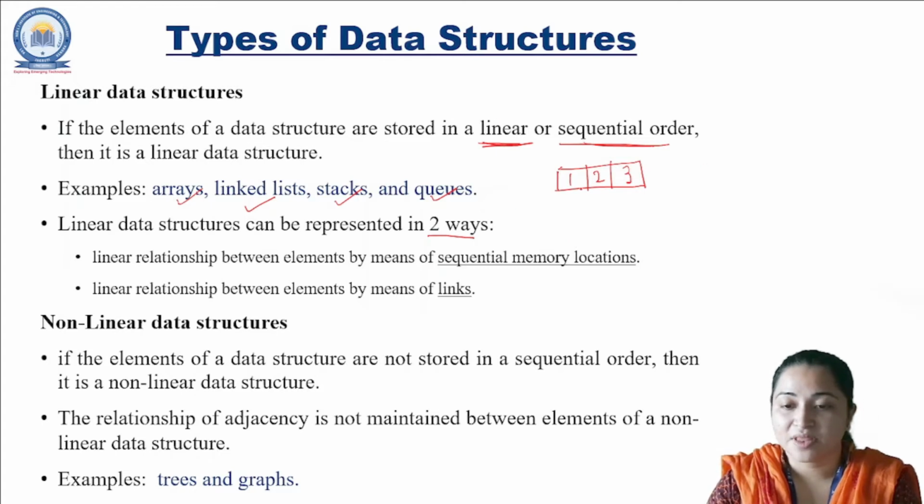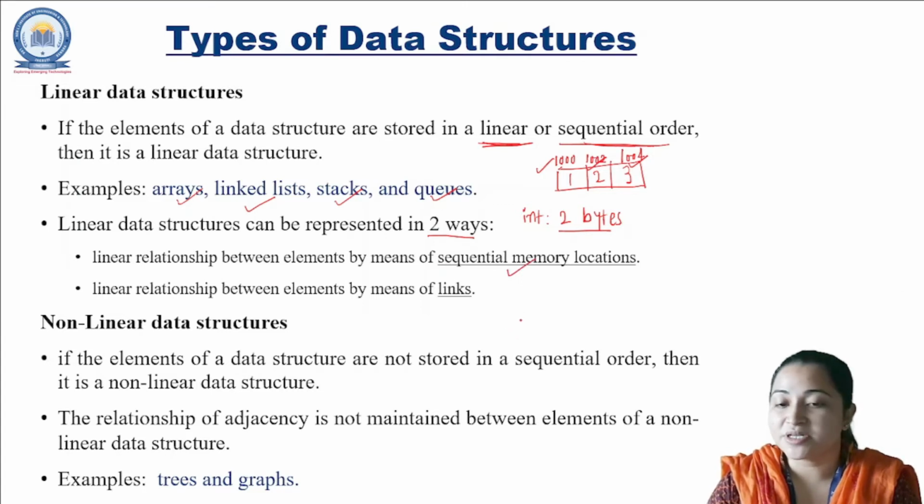For example, if we are storing integers, assume that integer takes 2 bytes of storage, and suppose 1 is stored at address 1000. Then 2 will be stored at 1002 and 3 will be stored at 1004, as integer takes 2 bytes. So these are sequential memory locations. One way of representing a linear data structure is through sequential memory locations.